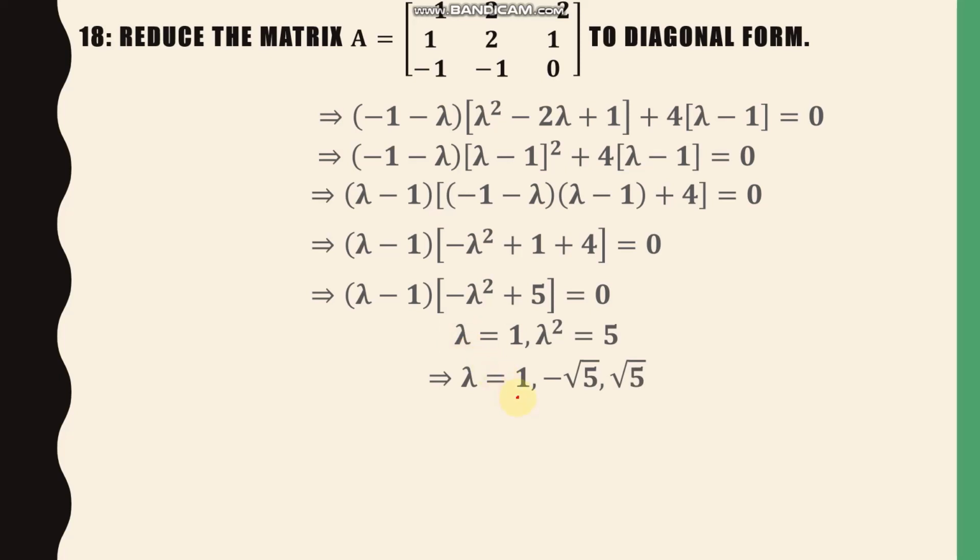One is lambda equal to 1, the other two are root 5 and minus root 5. So these are the three eigenvalues of A. Okay, we'll find the eigenvectors corresponding to these eigenvalues. So let's find the eigenvector corresponding to lambda equal to 1 first.